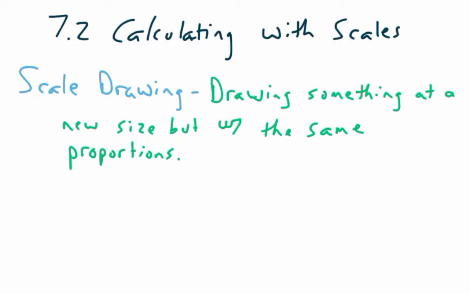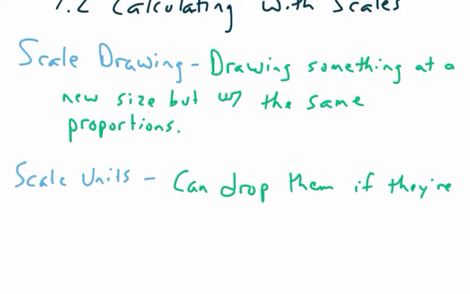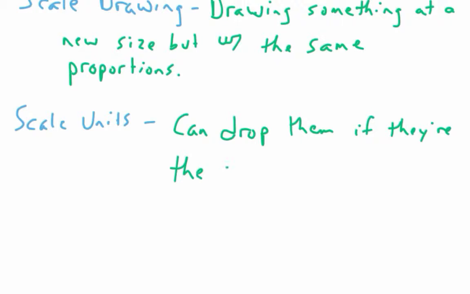When you're looking at the units, I want to say scale units. For those, when they're the same, you can just drop them. There's two words. You can drop them if they're the same. In other words, they cancel out. I'm just going to quick throw down an example, and hopefully that makes sense.